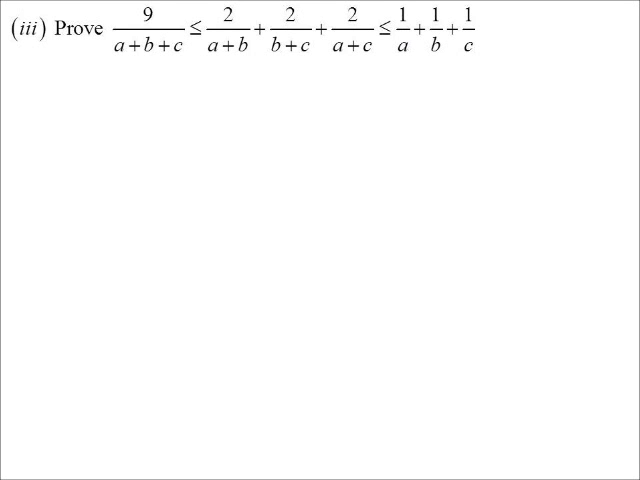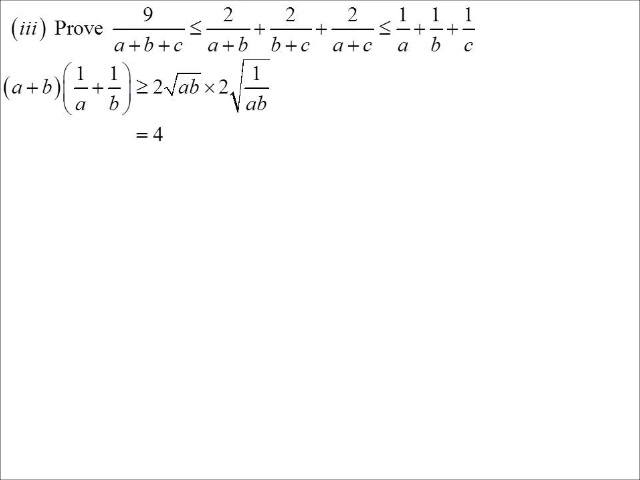We're going to prove that we can trap the expression 2 on a plus b, plus 2 on b plus c, plus 2 on a plus c, in between 9 on a plus b plus c on the left-hand side, and 1 on a plus 1 on b plus 1 on c on the right-hand side. Again, I'm going to use the idea of arithmetic mean and geometric mean. You'll be surprised how often we use this idea in these inequalities.